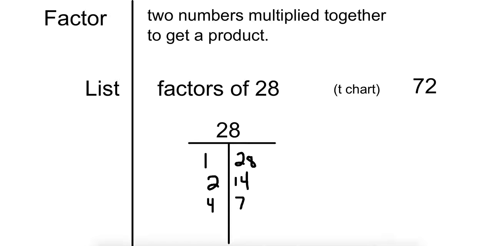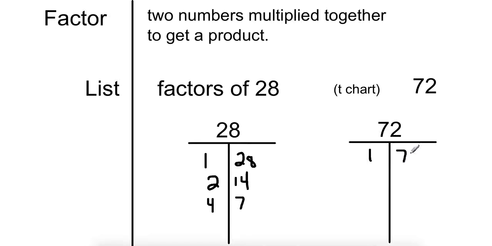I'm going to have you stop the video and try to do the factors of 72. Stop the video now. All right, welcome back. Let's see. 72 is a hard one. There are a lot of factors people forget, so let's see how well you did.